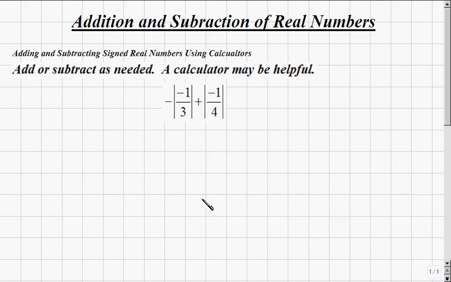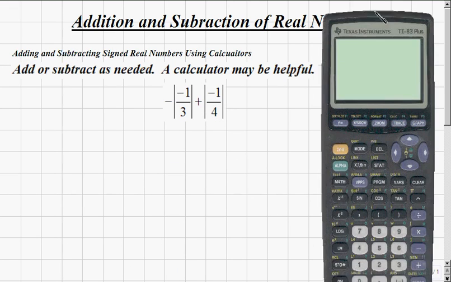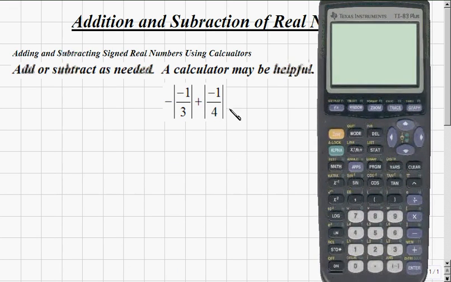Let's use a calculator to find the opposite of the absolute value of negative 1/3 plus the absolute value of negative 1/4. Using a TI-83 calculator, let's enter in this expression and find the answer. To begin, we'll hit the negative key, which is the opposite key located next to the enter, and next we'll enter in the absolute value of negative 1/3.